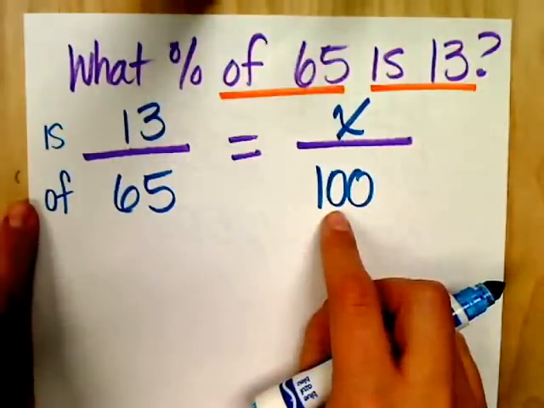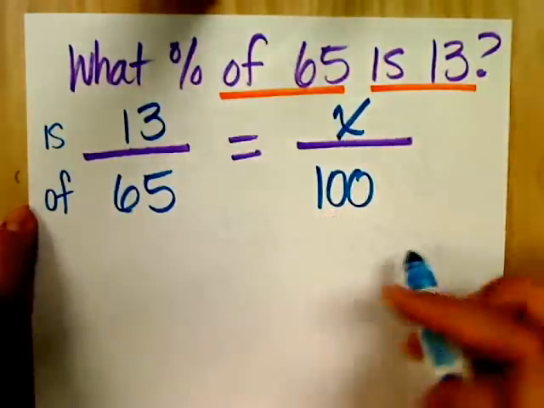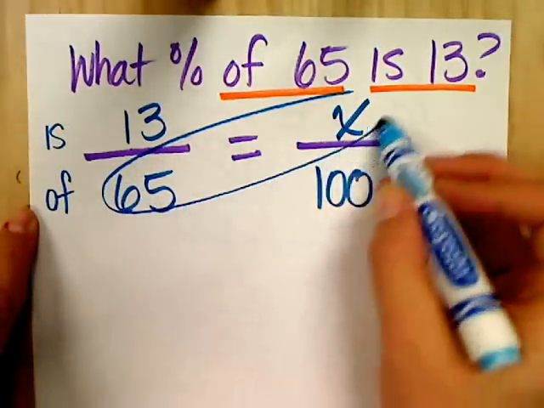Next step is to do what? Cross multiply. Cross multiply. Jay, did you have a question?